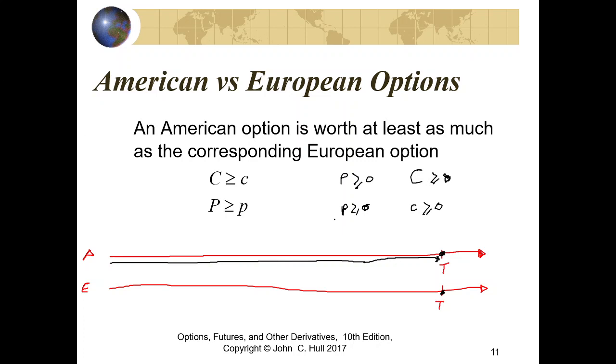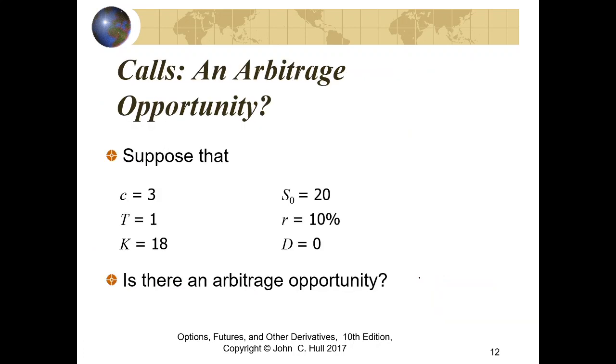Okay, so here we learned 2 conditions. Next, suppose that we observe in the market a call option that has a price of $3, the underlying spot price is 20, the time to expiration is 1 year, the strike price is 18, and the risk-free rate is 10%, and the stock does not pay any dividends. Is there an arbitrage opportunity?